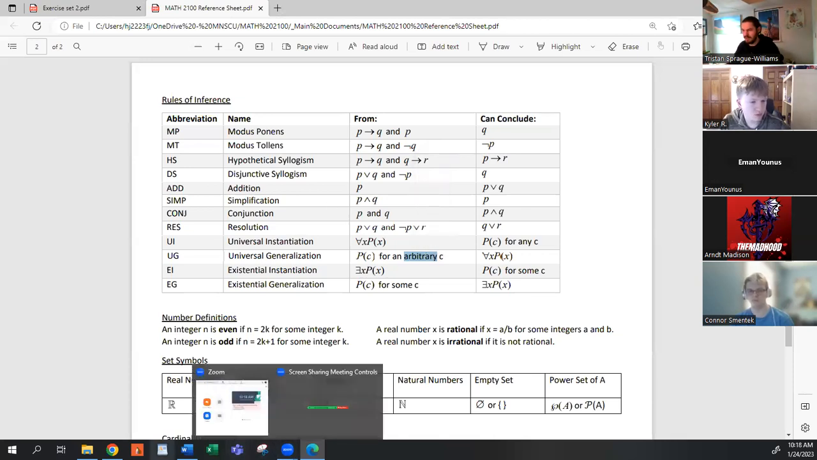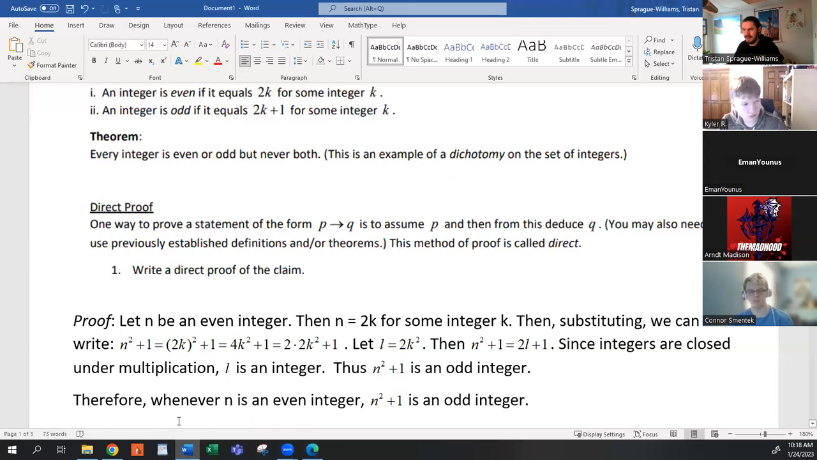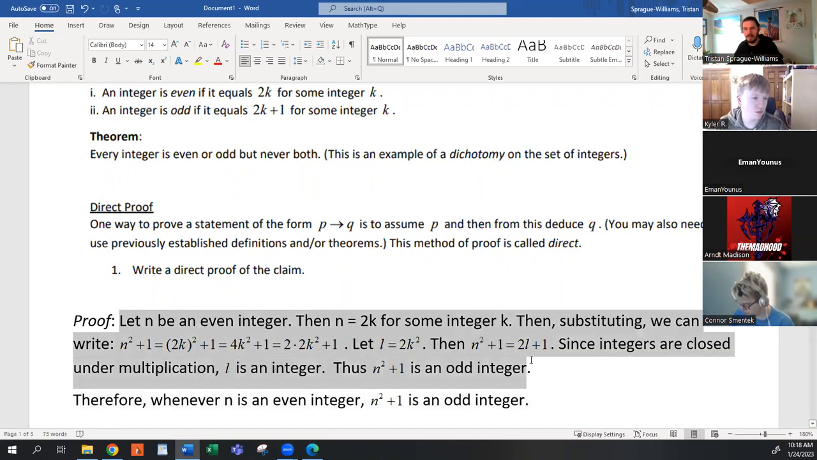Proofs about universal claims. This is something that's true for all integers n, right? And here we were working with an arbitrary integer.